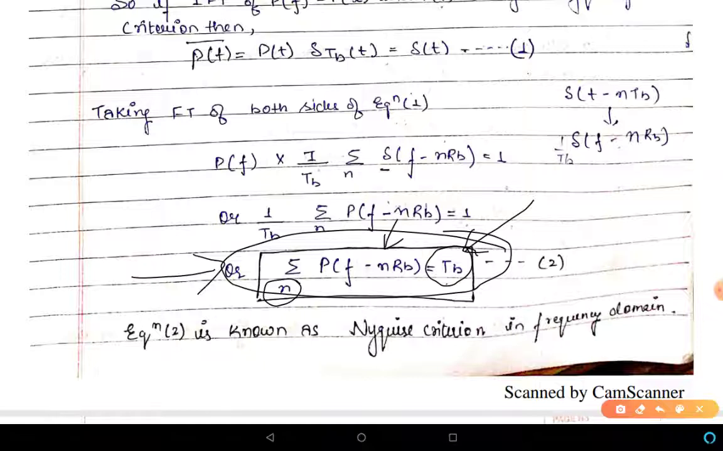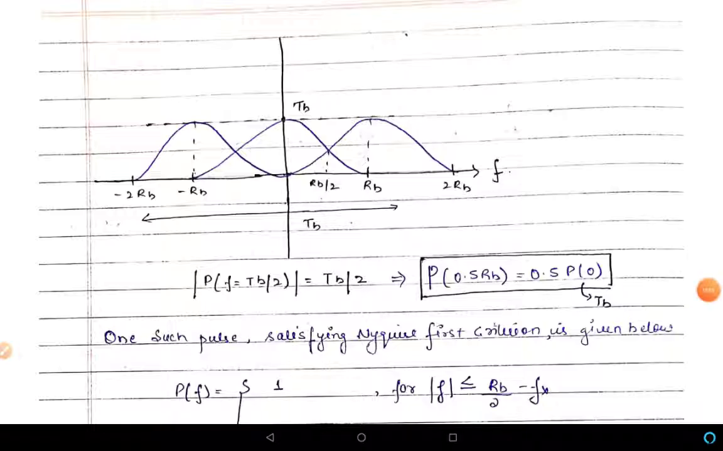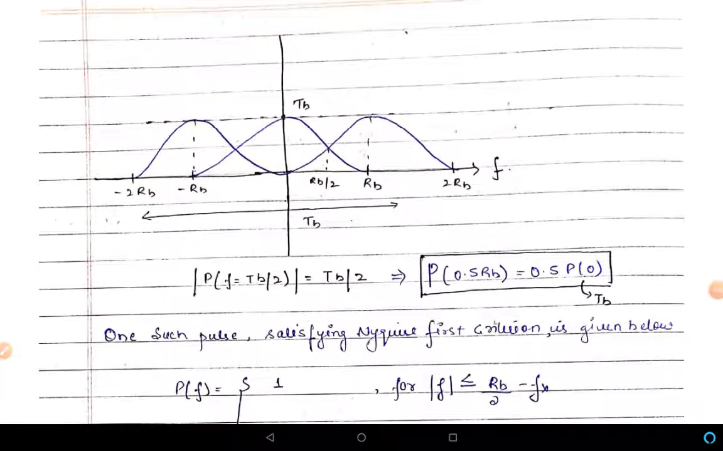And if I choose a pulse P(f) which satisfies this criterion, that is given by equation 2, then this pulse will definitely have 0 ISI. So this is another condition to have 0 ISI, and this is shown here itself.